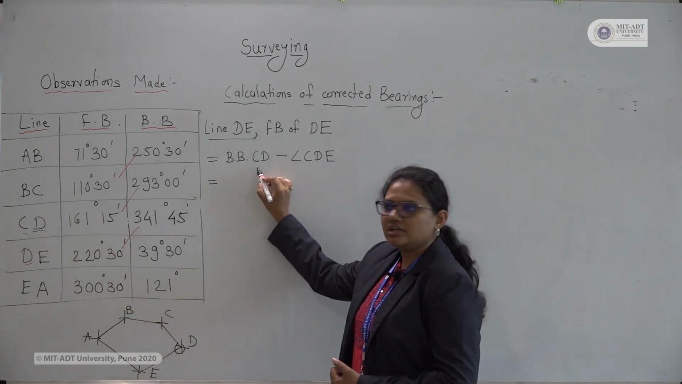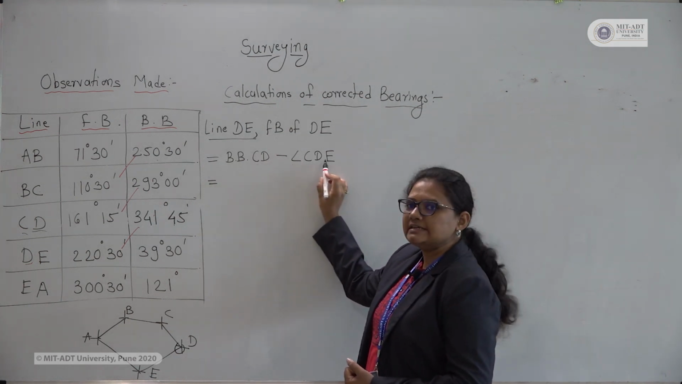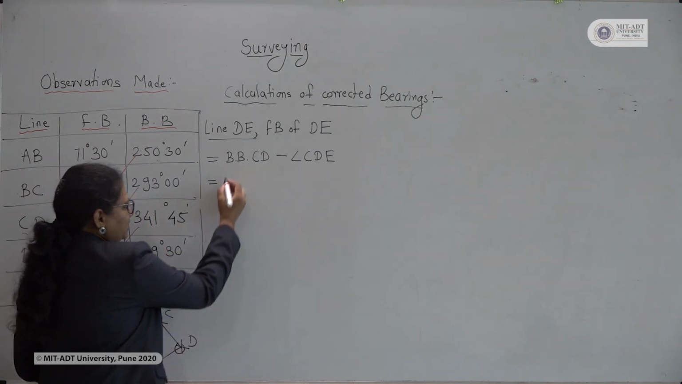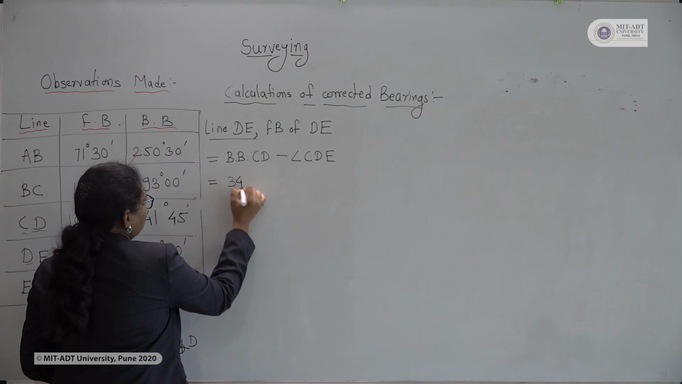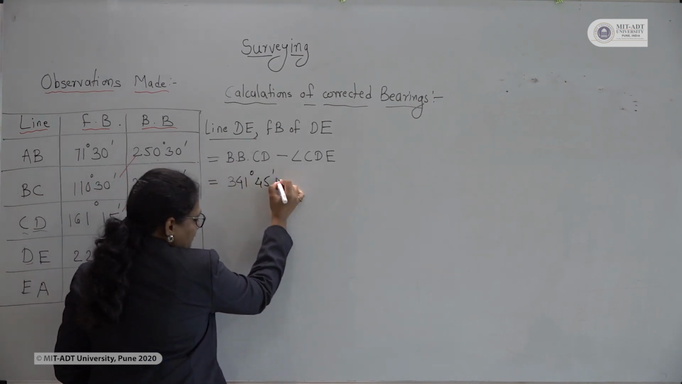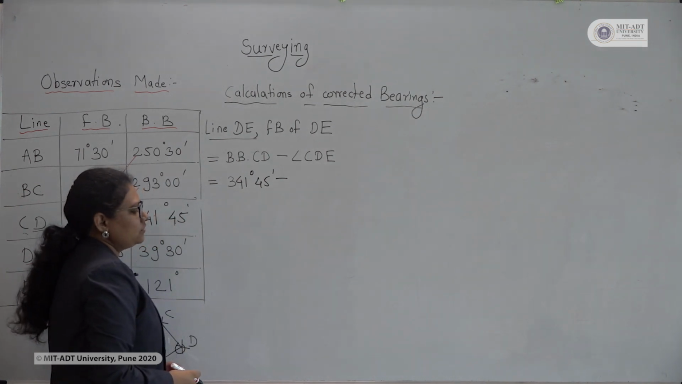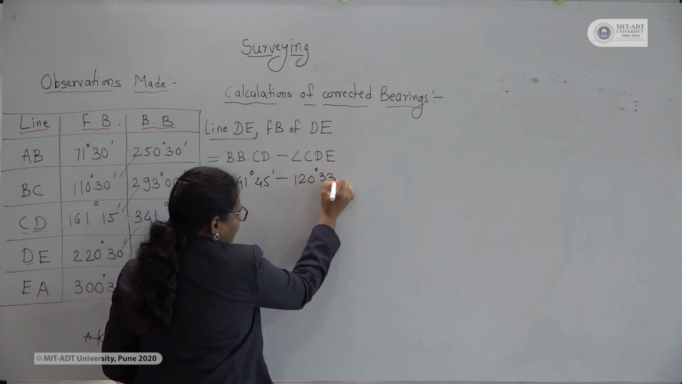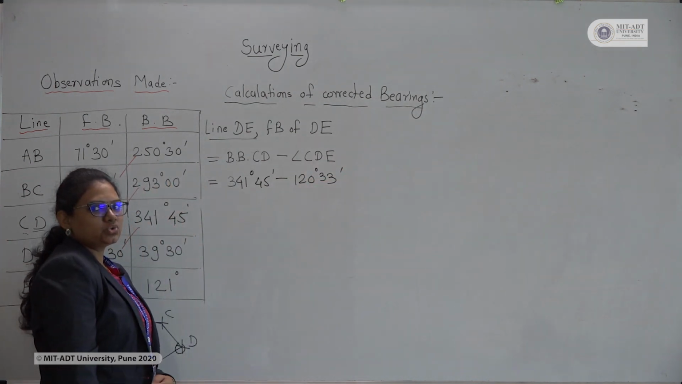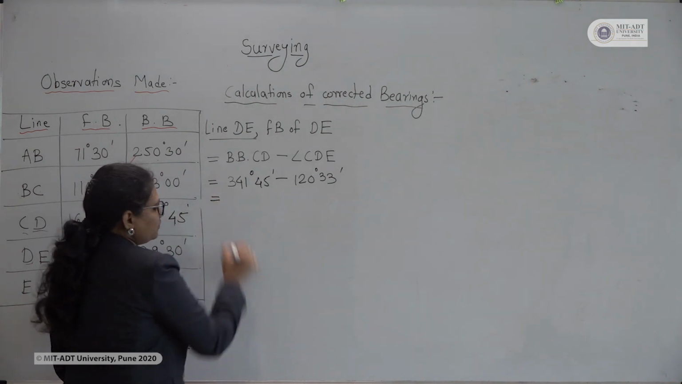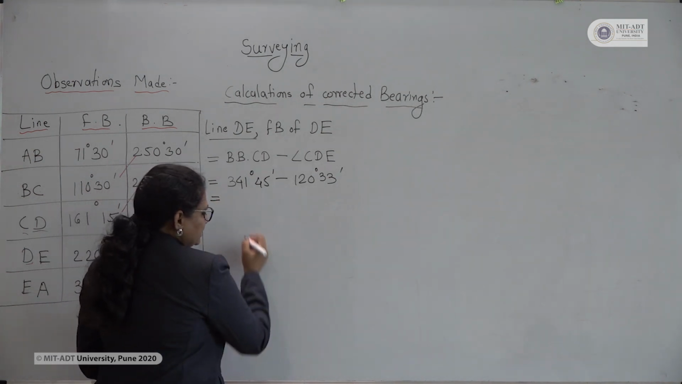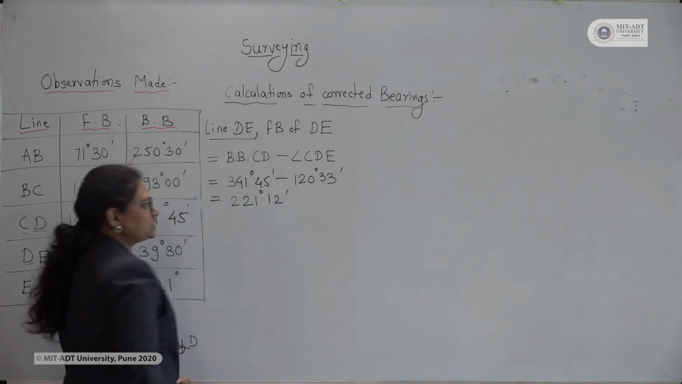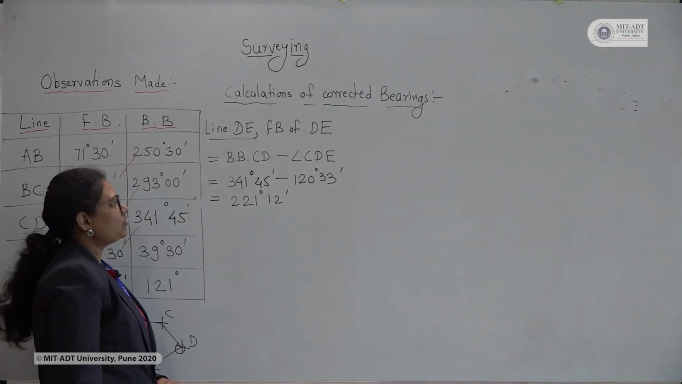So it is written here already: the back bearing of CD minus angle CDE. So I will write down the values here. The back bearing of CD will be 341 degree 45 minutes, minus the included angle of CDE, and the included angle value we know is 120 degree 33 minutes. So by subtracting these two values, we will get the fore bearing of line DE, and the value of the fore bearing is 221 degree 12 minutes. So this will be our corrected fore bearing of line DE.